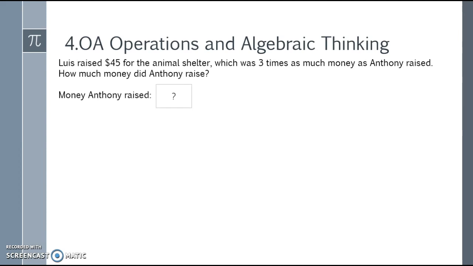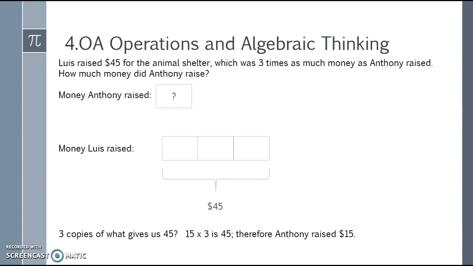And then Louie. Louie raised $45 for the animal shelter. This was 3 times as much money as Anthony raised. How much money did Anthony raise? We're not sure how much money Anthony raised, but we do know that Louie raised 3 times, or 3 copies, of how many to get $45. 3 copies of what gives us $45? Well, I know that 15 times 3 is 45. Therefore, Anthony raised $15.